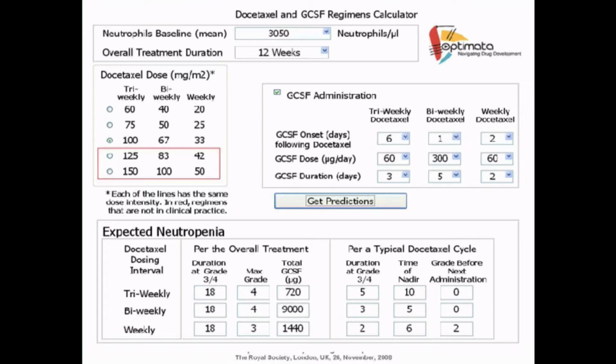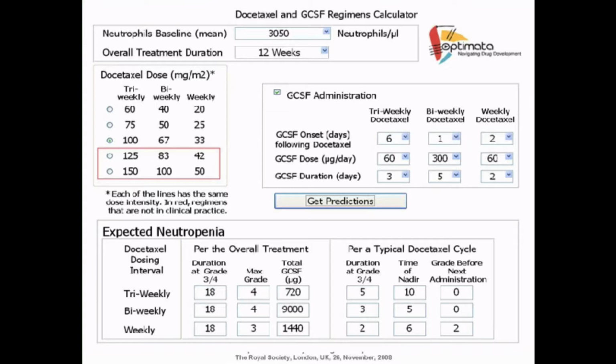And then the output will be the expected neutropenia over the whole treatment and per typical cycle, and these are not the same, and it should be distinguished: the expected neutropenia for a 3-weekly cycle, bi-weekly, or a weekly cycle, so that the clinician can compare different regimens of the same total dose as to the toxicity expected to occur to the particular patient.